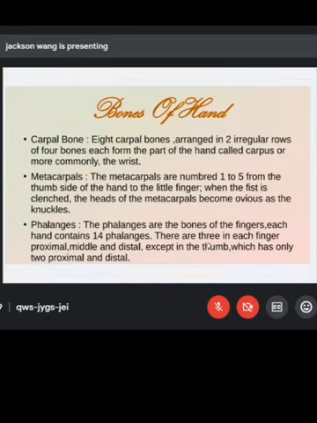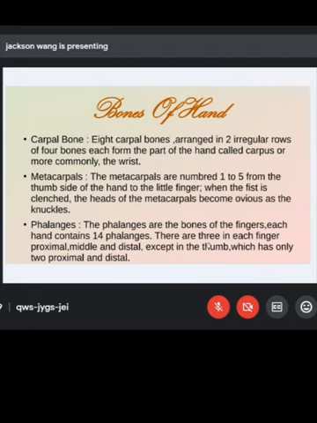Metacarpals. The metacarpals are numbered 1 to 5 from the thumb. Thumb, c'est le pouce, side, to the little finger side of the hand. So when the fist is clenched, the heads of the metacarpals become obvious as the knuckles. So the knuckles, ce sont les jointures, les phalanges et les articulations.